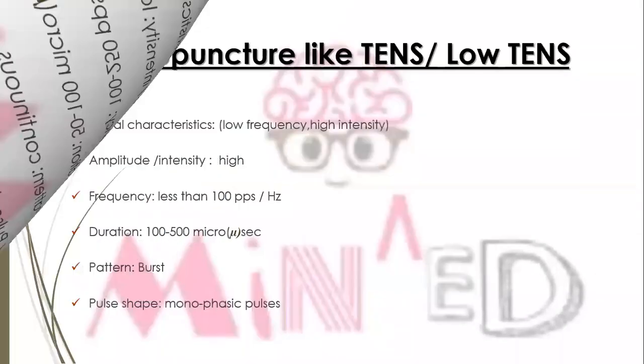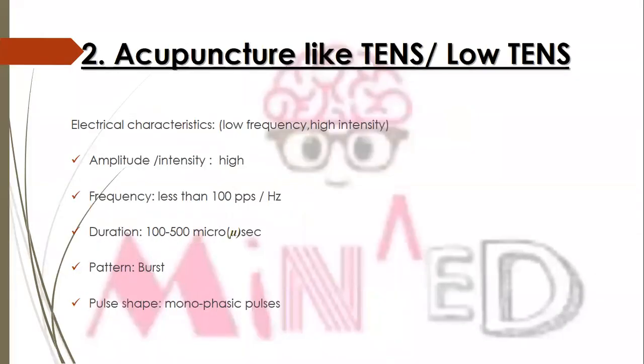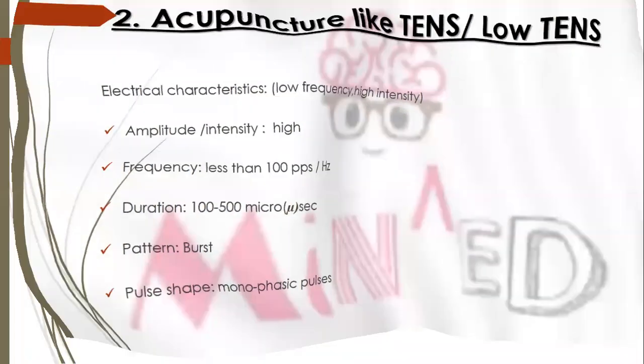Second is your acupuncture-like TENS or low TENS having low frequency, high intensity, and the previous one having high frequency, low intensity. This is the main difference between high TENS and low TENS. Here amplitude and intensity is high, frequency is less than 100 pps or hertz, duration is 100 to 500 microseconds, pattern is burst mode, and pulse shape is monophasic pulses. So there is no both side of pulse.